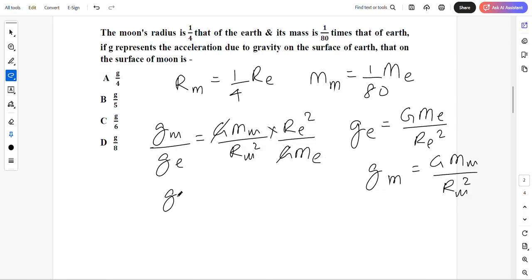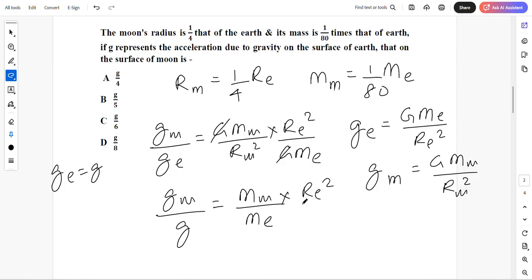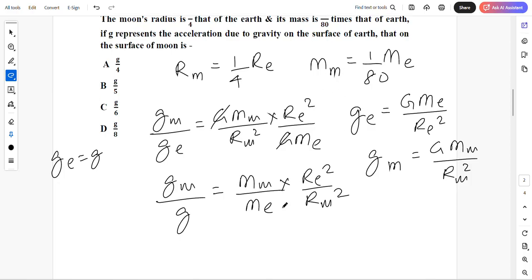G gets cancelled. Gm by Ge. Ge, the acceleration due to gravity on the surface of earth, is denoted by g, they have given. Okay, so gm is equal to g into Mm by Me into Re square by Rm square. How much is Mm by Me? They have given Mm by Me is 1 by 80. How much is Re by Rm? Re by Rm is 4. 4 the whole square is 16, I can write.